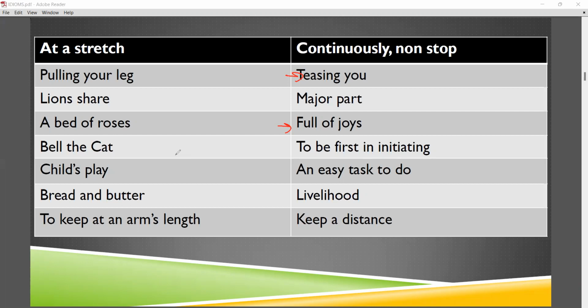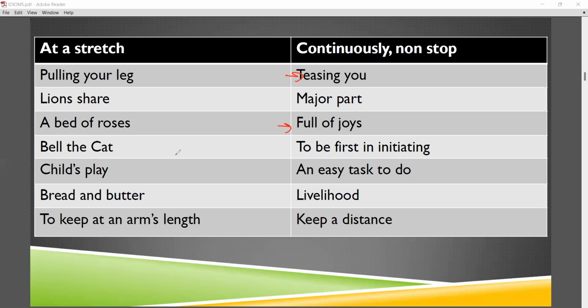For example, let's say someone has to bell the cat and tell the commissioner that his own people started the violence. So when I need to tell the commissioner that it's your team's fault, it's the fault of the people who are working with you, then I have to really bell the cat. I have to be first in initiating, and this is a dangerous job, because I have to tell somebody that something is not good on their part, and that is the commissioner.